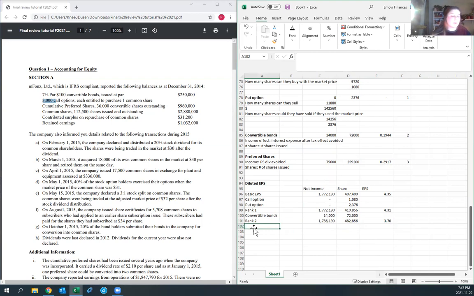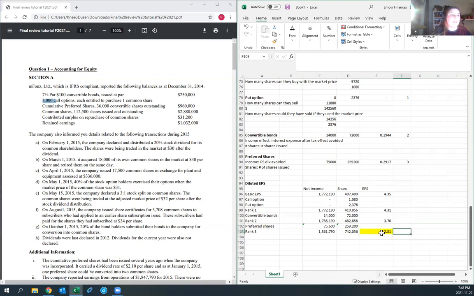And then rank 3 is my preferred shares, net income, and then share effect. And then my rank 3 EPS is going to be these two together and these two together, and that gives me a diluted EPS of 2.51. And since this amount is lower than my rank 2, this is going to be my diluted EPS.